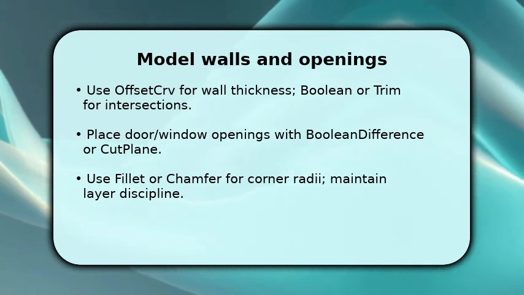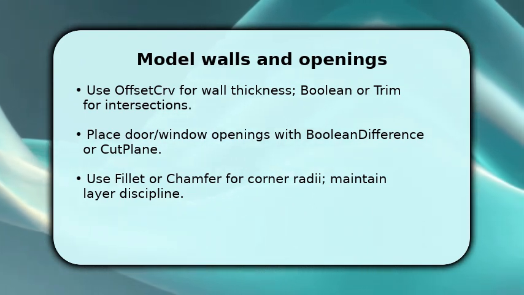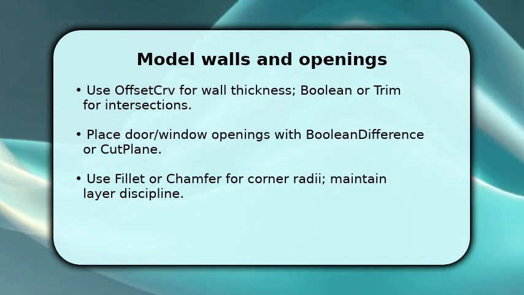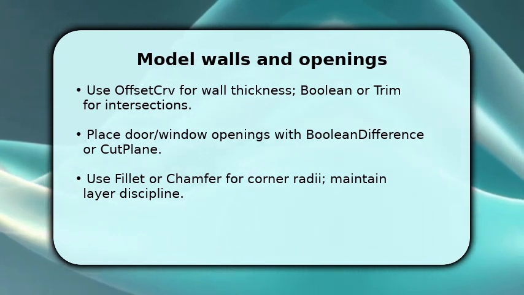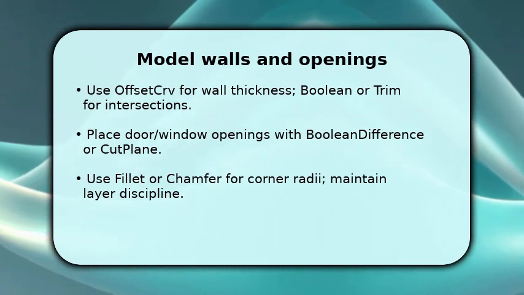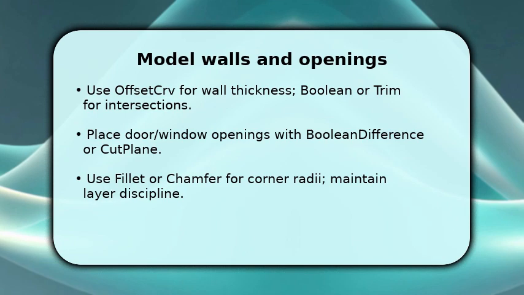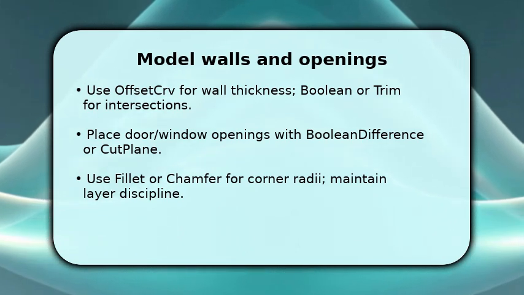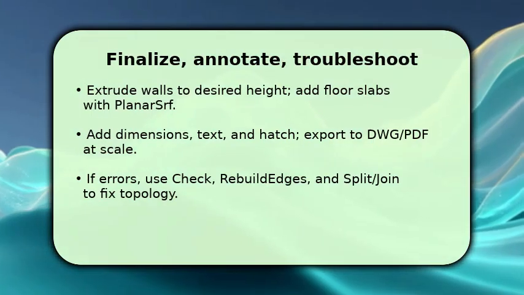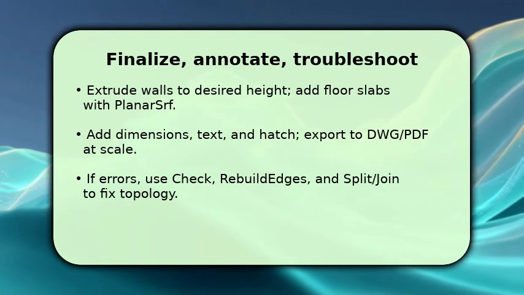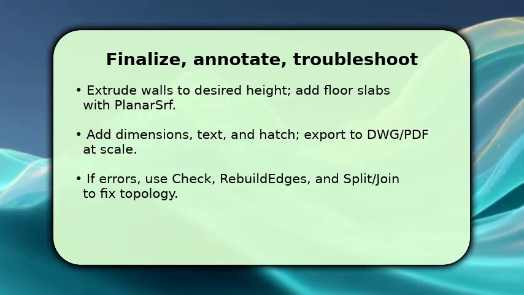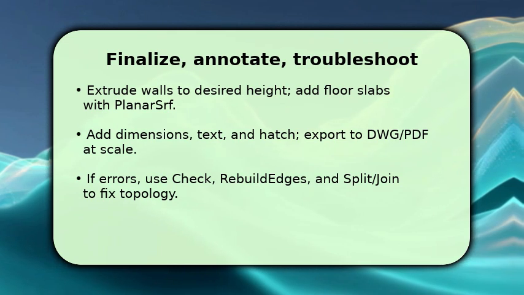Once walls are set, place door and window openings using Boolean difference or cut plane so openings are true cuts. Make sure to use fillet or chamfer for rounded corners where needed, and keep every element on its designated layer for clarity. You finish by extruding walls to the correct height and adding floor slabs with planar SRF. This turns plan geometry into a coherent model.